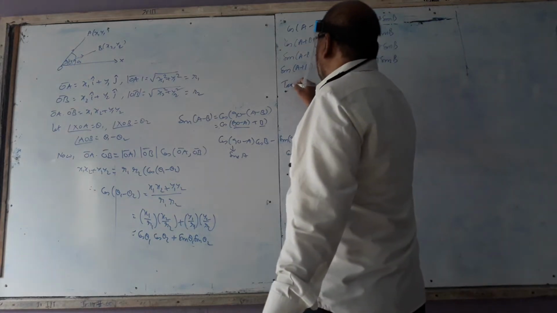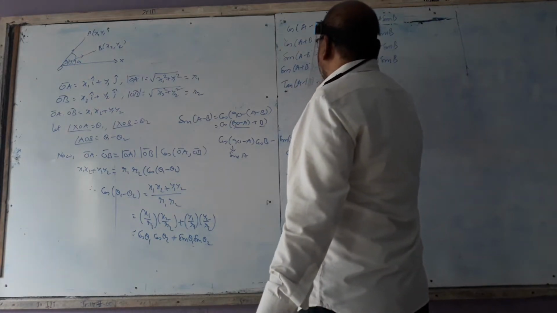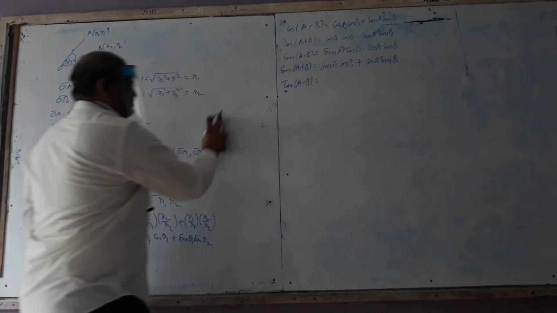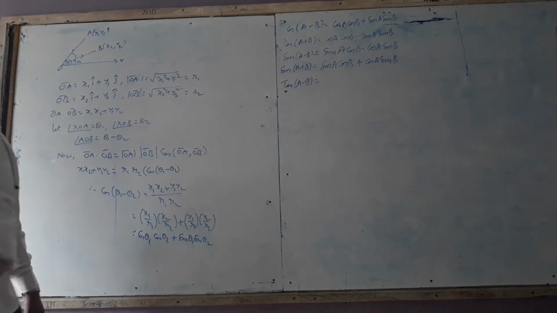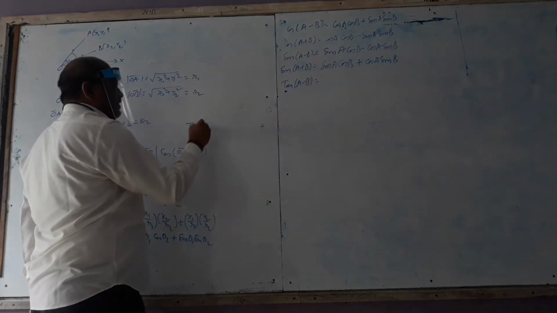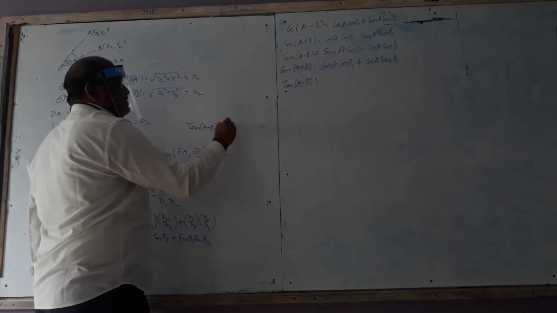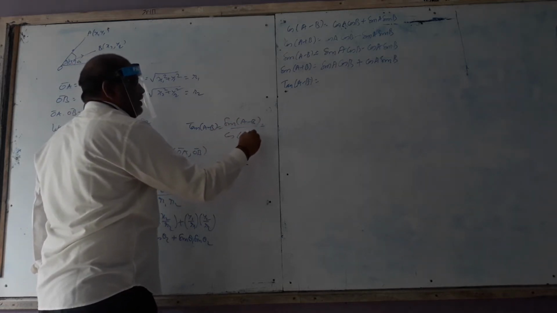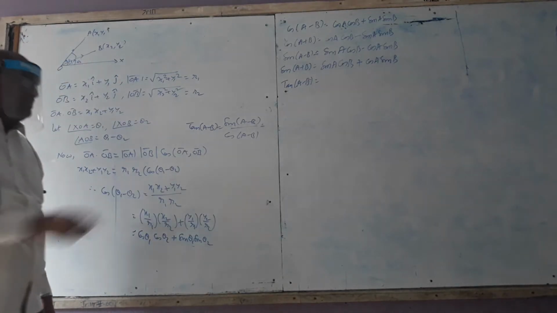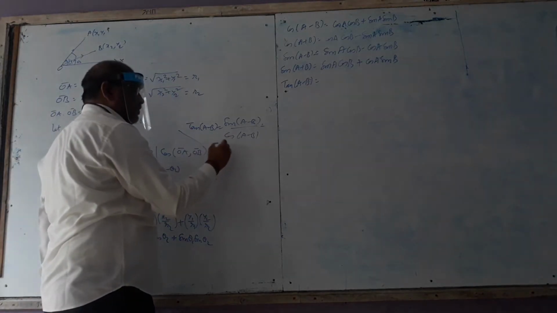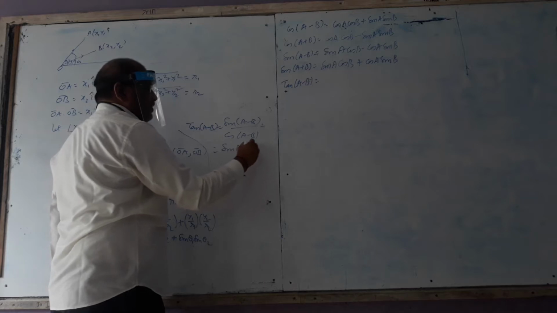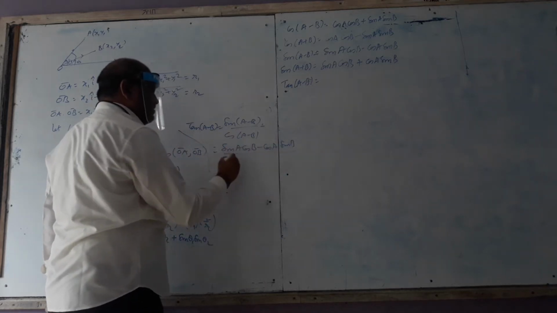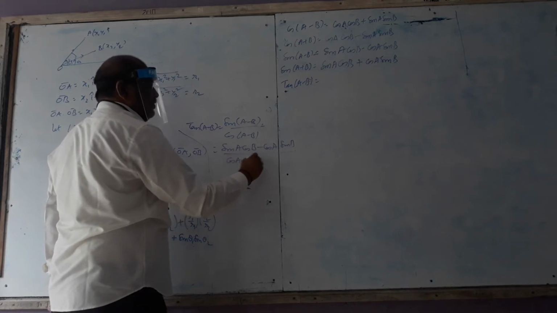Similarly, tan of A minus B is sin of A minus B by cos of A minus B. Is it not? Sin by cos. Sin of A minus B is given by sin A cos B minus cos A sin B, by cos of A minus B, which is cos A cos B plus sin A sin B.